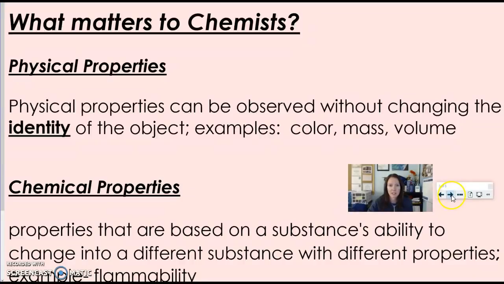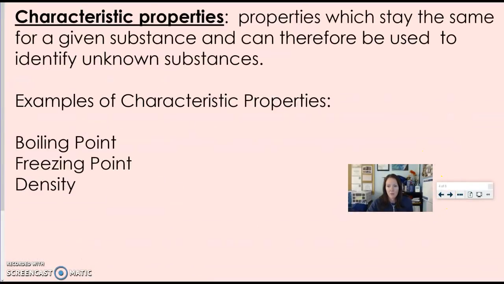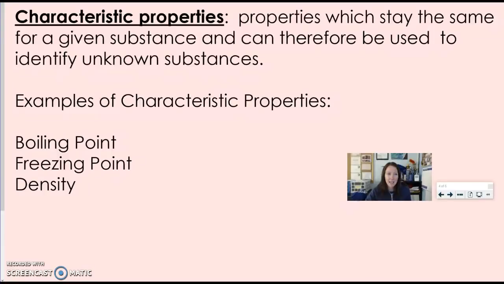Okay, so let's look into this a little bit more. We have one specific type of property, in addition to chemical and physical, that are called characteristic properties. Now these are special chemical and physical properties in that they stay the same for a substance no matter what size or shape you have. So for example, let's look at my water again. Let me get it back in the camera. My water has specific characteristic properties to it that are unique to it alone.